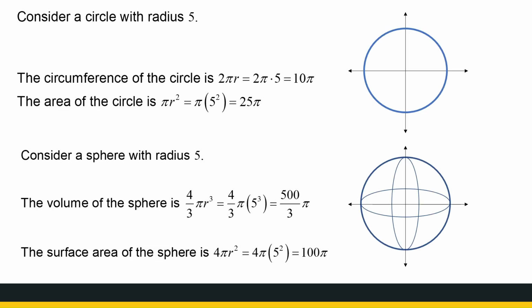So let's get started. We start with a circle of radius 5. So here's my circle, the radius is 5. Looking at the circumference of the circle, 2 pi r, my radius is 5, so the circumference should be 10 pi. We're going to confirm that. The area of the circle, pi r squared, is 25 pi. Now, a sphere with radius 5 has a volume of 4 over 3 pi r cubed, so that gets us to 500 over 3 pi, and the surface area of the sphere is 4 pi r squared, which is 100 pi.